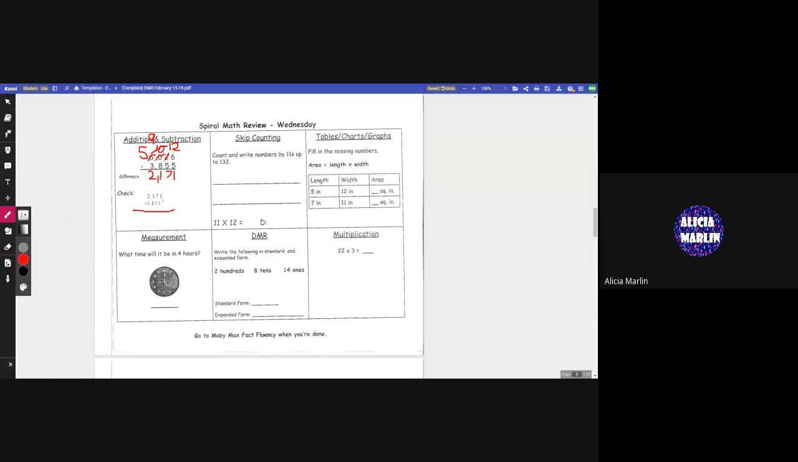1 plus 5 is 6. 7 plus 5 equals 12. 1 plus 1 plus 8 equals 10. And 1 plus 2 plus 3 equals 5. 5,026. That matches my other number, so I am correct.